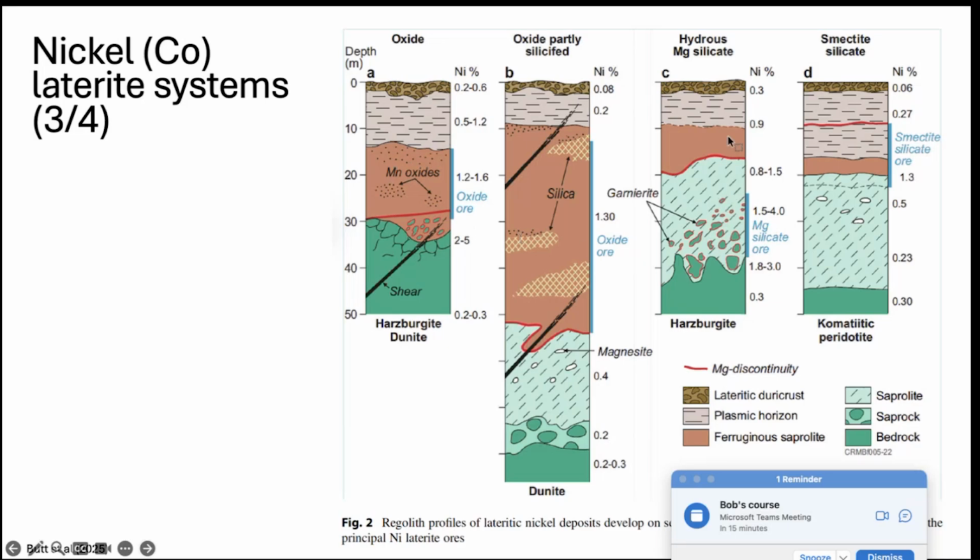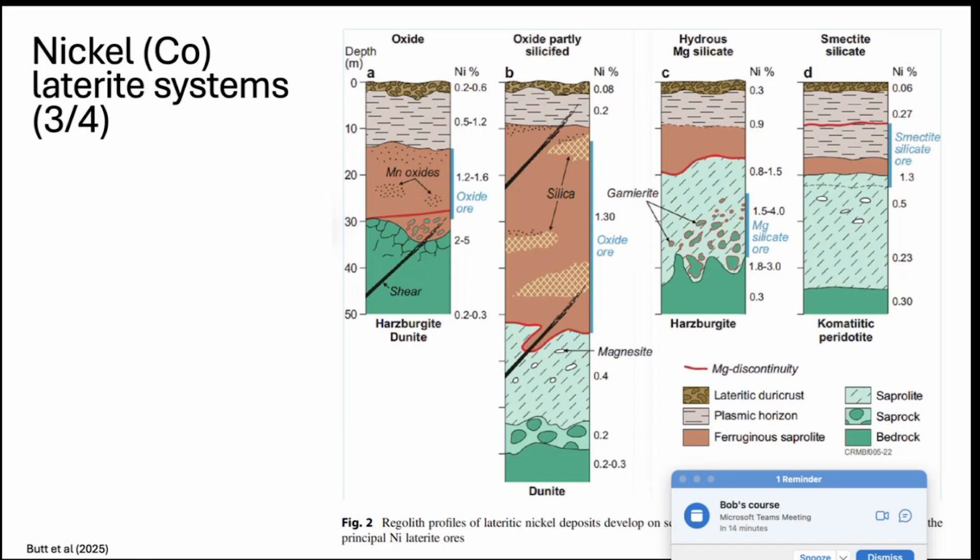Panel C is the garnierite types, which again is sort of an alteration of serpentine minerals, which are in turn an alteration of olivine and pyroxene. And then the final one is the smectite. So where we have these magnesium-rich clays, which are enriched in nickel.